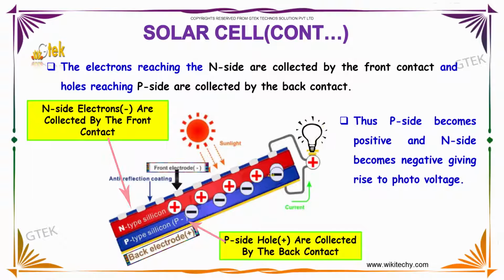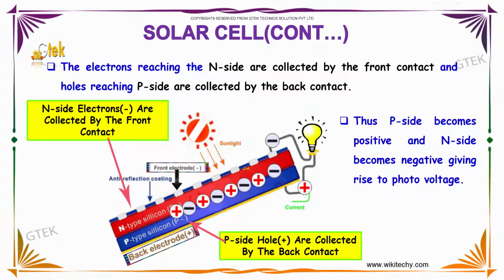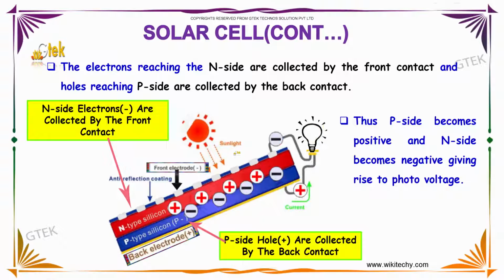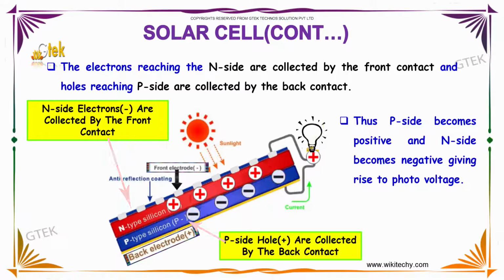The electrons reaching the N side are collected by the front contact and holes reaching the P side are collected by the back contact. Thus the P side becomes positive and the N side becomes negative, giving rise to photovoltage.